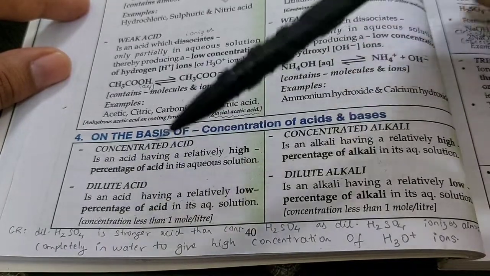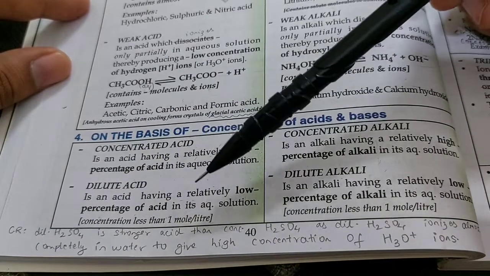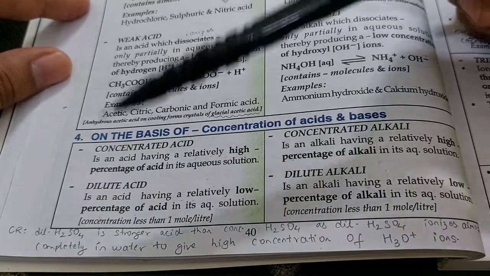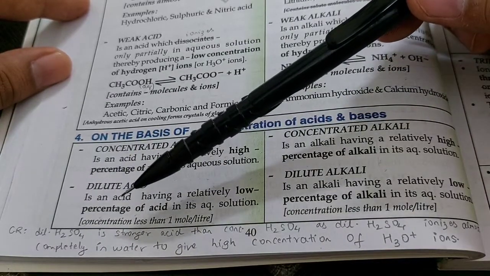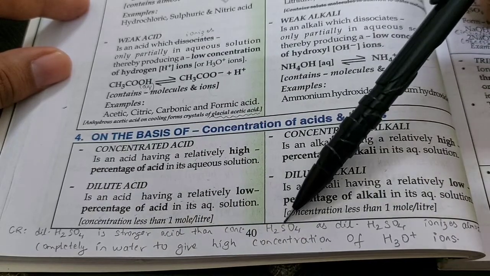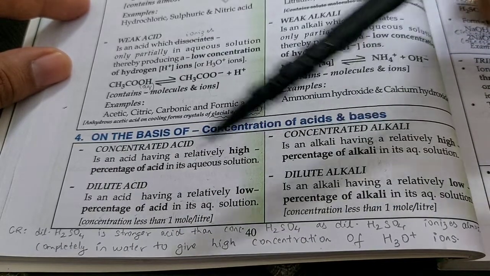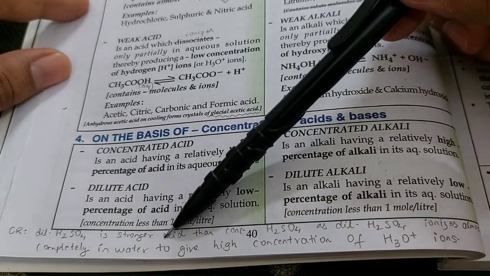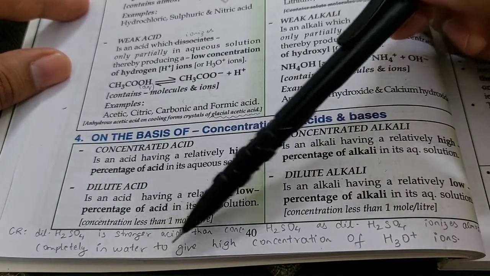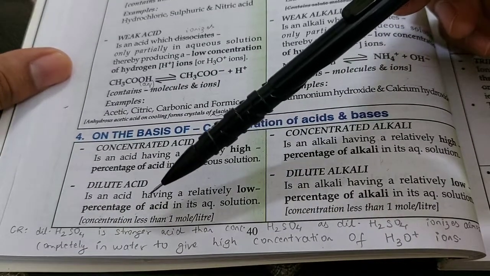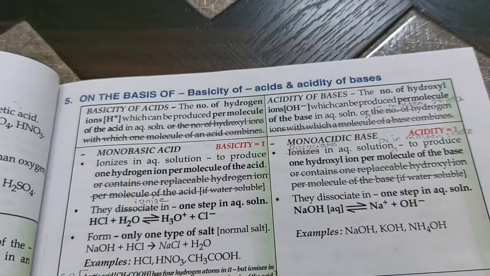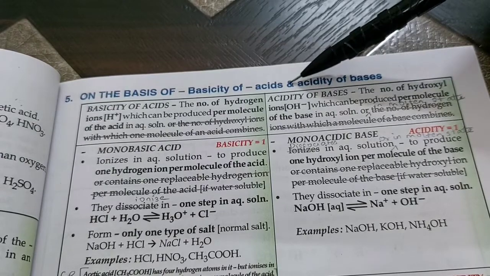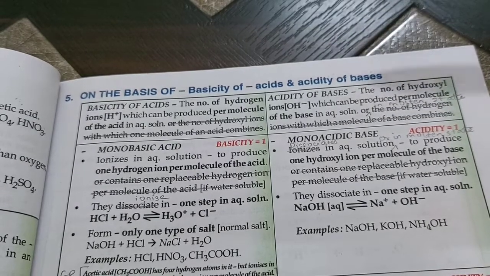True. But here we are talking about the concentration of hydronium ions. So in dilute sulfuric acid, there will be a higher concentration of hydronium ions compared to conc sulfuric acid. So that's why we say dilute sulfuric acid is stronger. Various factors affect this, which we don't have to get into right now. Just remember this GR. Now let's discuss the basicity of acids and the acidity of bases.